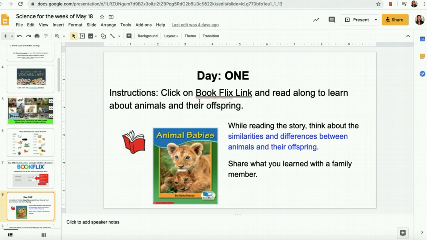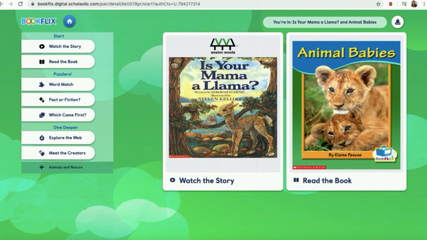Offspring is another word for their young or their babies, their children. While reading the story, think about the similarities and differences, so what's the same and what's different, between animals and their offspring. Share what you learned with a family member, or remember that Mrs. Hill is on Google Meet from 2 to 3 every day to help you with your math and science slides. So you can also jump on and tell me what you learned about animals and their babies. What's the same and what's different about them? So let's listen.